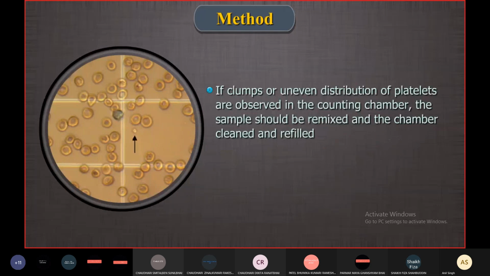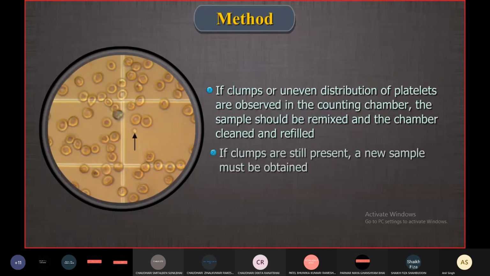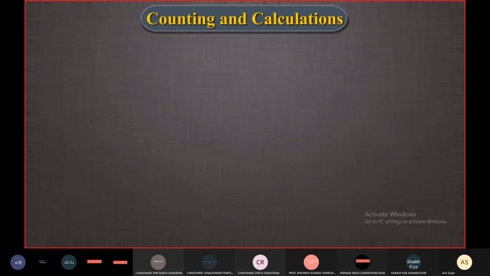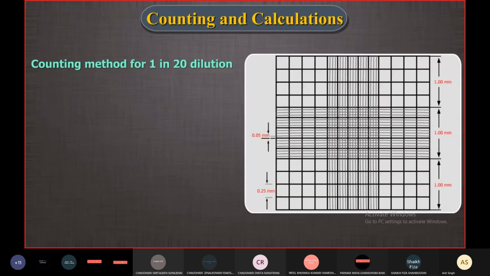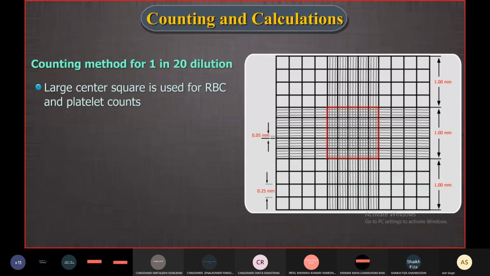6. If clumps or uneven distribution of platelets are observed in the counting chamber, the sample should be remixed and the chamber cleaned and refilled. If clumps are still present, a new sample must be obtained. Counting and calculations. Counting and calculations are based on the dilution used. A. Counting method for 1:20 dilution. When the dilution is 1:20, the larger center square is used for RBC and platelet counts.